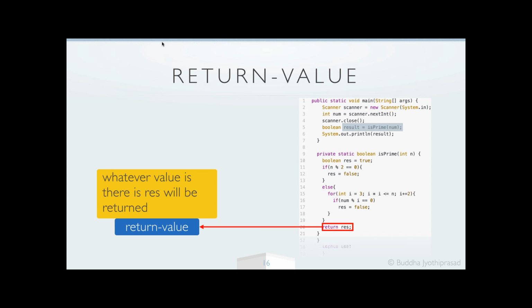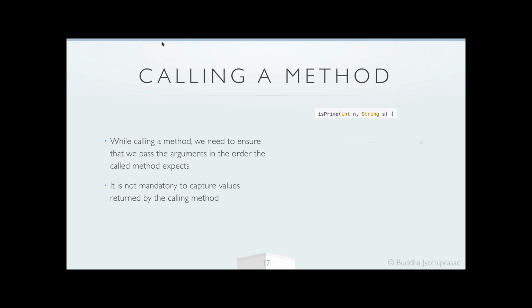So we have to mention void in that place. And here we have used a keyword called return, and then we are returning a variable called res, where we are storing the result of whether a number is prime or not. So whenever it encounters a return statement, it simply returns that value to the calling function. So now the value will be going into result in line number 5 if you see the code.